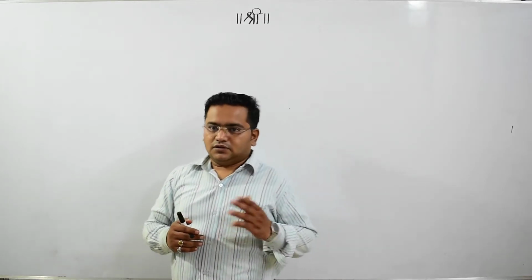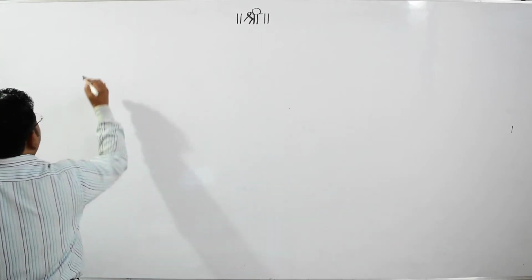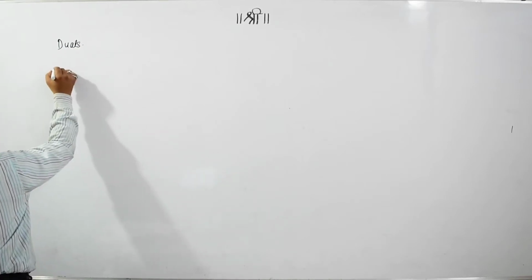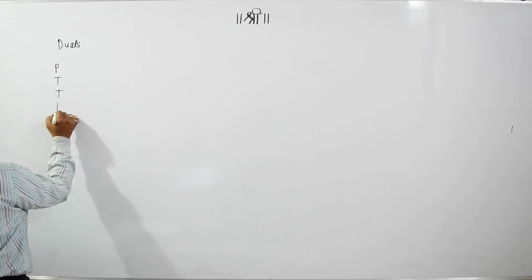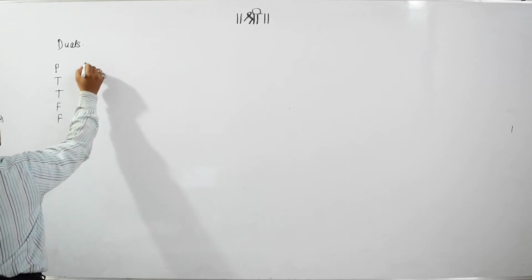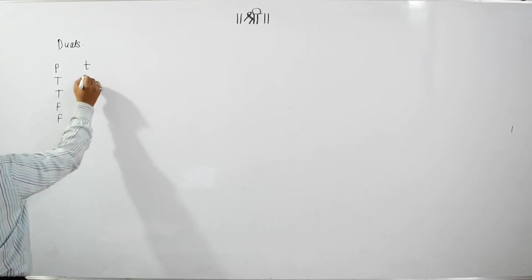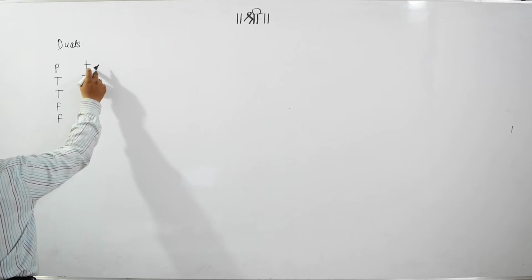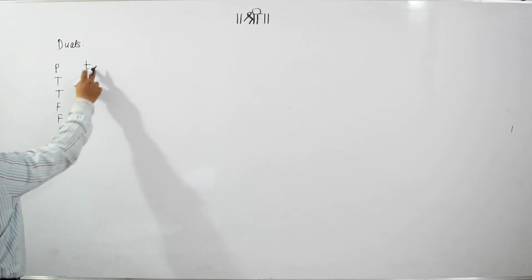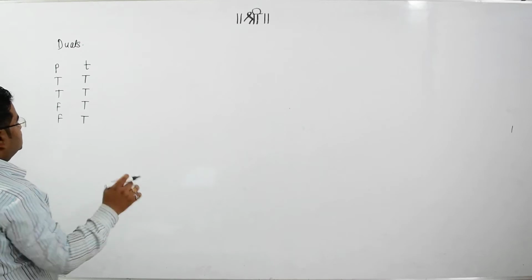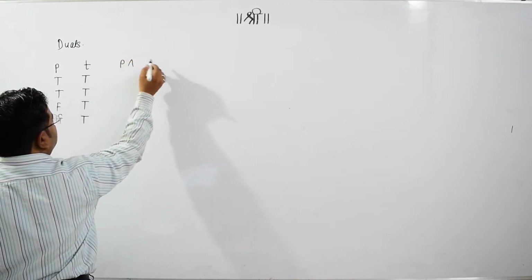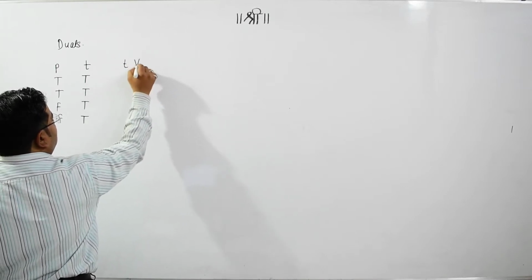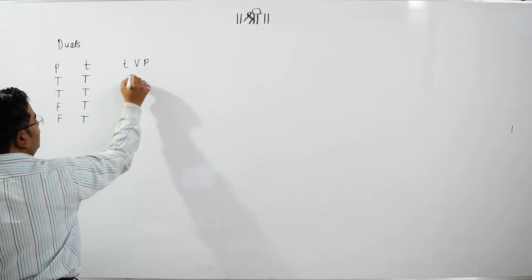Now if you have a particular statement, how can we find the dual of that statement? It's very simple. First, what do we mean by duals? Suppose I have P as T, T, F, F, and I have T. T means tautology, so a tautology indicates T, T, T, T. The statement of a tautology stands for only truth values. So P or T is what? All values are true.